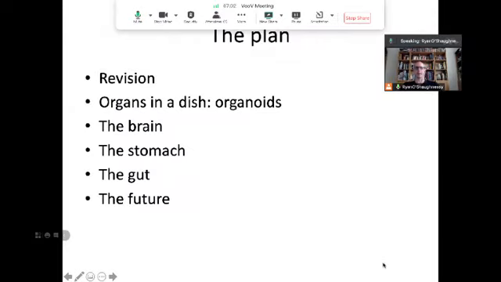So what is the plan for this lecture? Well, we're going to do a little bit of revision. Then we're going to think about what organoids actually are and in general terms how they're made. We're going to look at particular organoids that model the brain, the stomach and the gut. And we're going to look at some of the possible therapeutic uses, so how these can be used in medicine and to help treat disease.